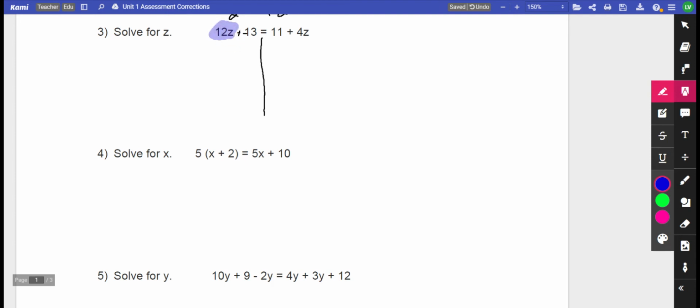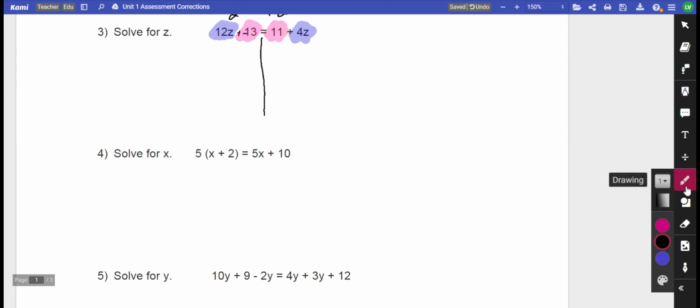I have 12z on the left, a 4z on the right, negative 13 on the left, and 11 on the right. You can start by moving any of the 4 terms. I personally am going to start by subtracting 4z from both sides. I like to move my variables first, but that's personal preference. So 12z minus 4z is 8z plus negative 13, which equals 11.